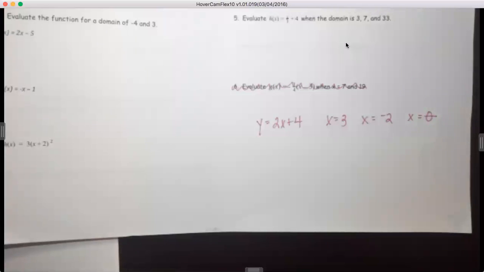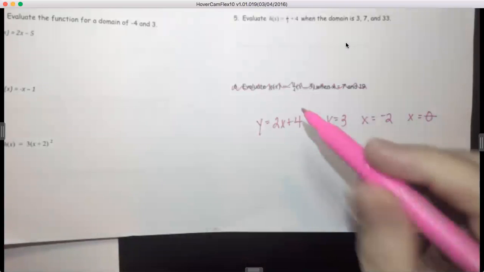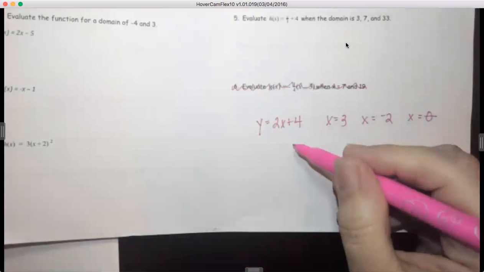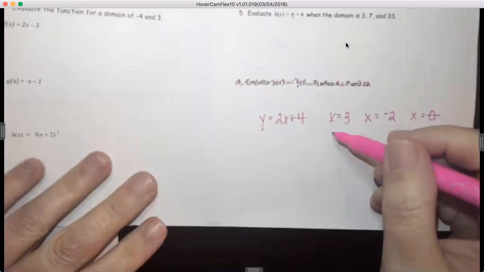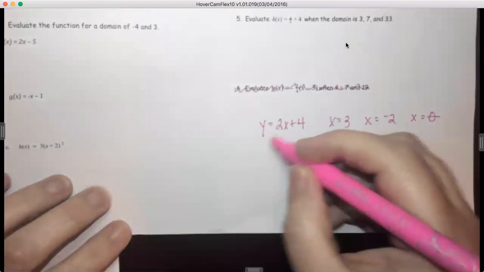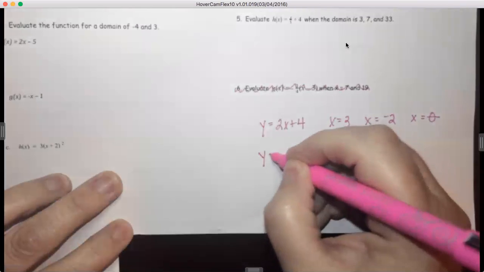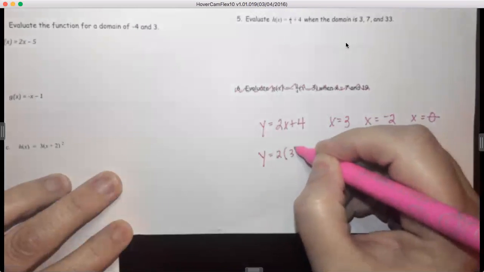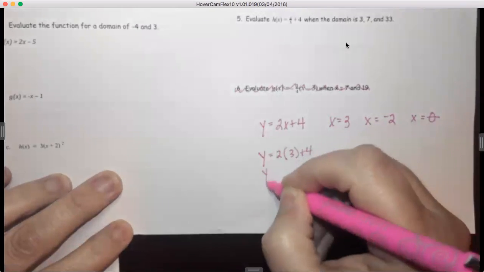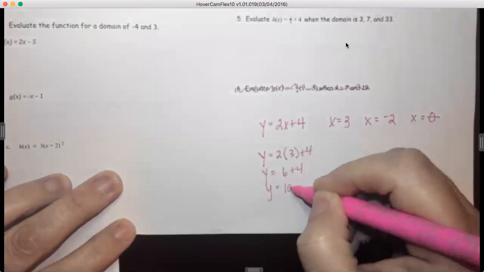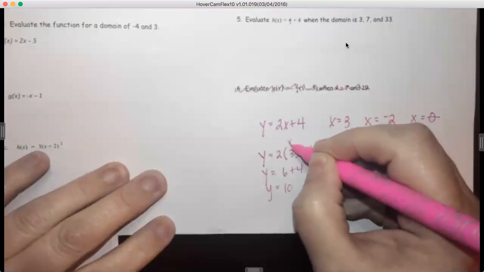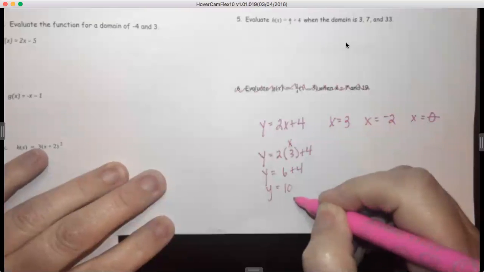Okay, so these are notes on function notation and evaluating functions. First we're going to start with something that you already know. y equals 2x plus 4. If I had x equals 3, we would plug that 3 in for the x. So we would do 2 times 3 plus 4, 6 plus 4, 10. So we would get this x and this y.